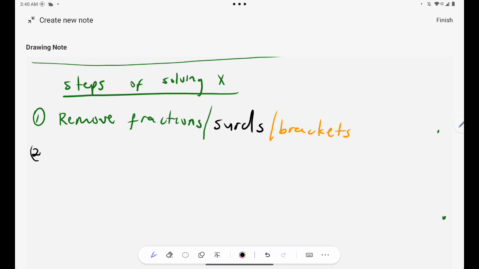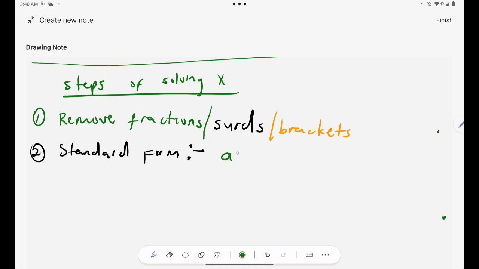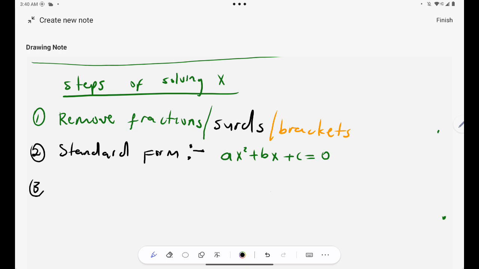Then after doing that, the second step, you must put your equation in standard form. What is standard form? Standard form simply means that you have everything on your left hand side and 0 on your right hand side. All right, together.